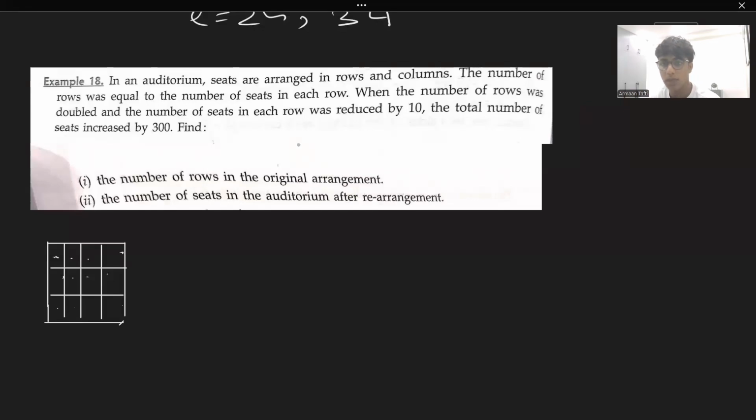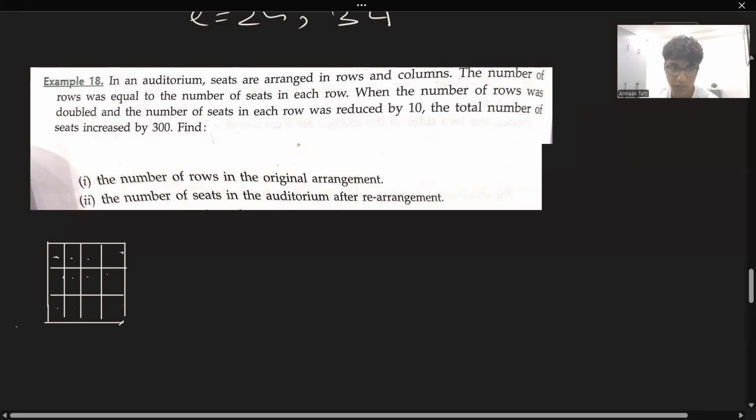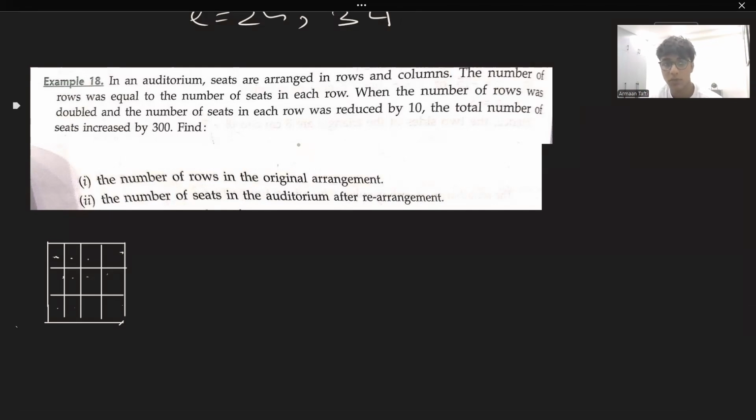And the total number of seats, it's easy to visualize it this way. It's just the number of rows times the number of columns, right? It's 1, 2, 3, 4 times 1, 2, 3. In this case, it's 4 into 3. But obviously, in the question, it's different. So whenever you draw a diagram, it becomes easier to visualize, because now that you know the seats are arranged in rows and columns, the number of seats is just the number of rows times the number of columns. And they've told us that the number of rows was equal to the number of seats in each row.